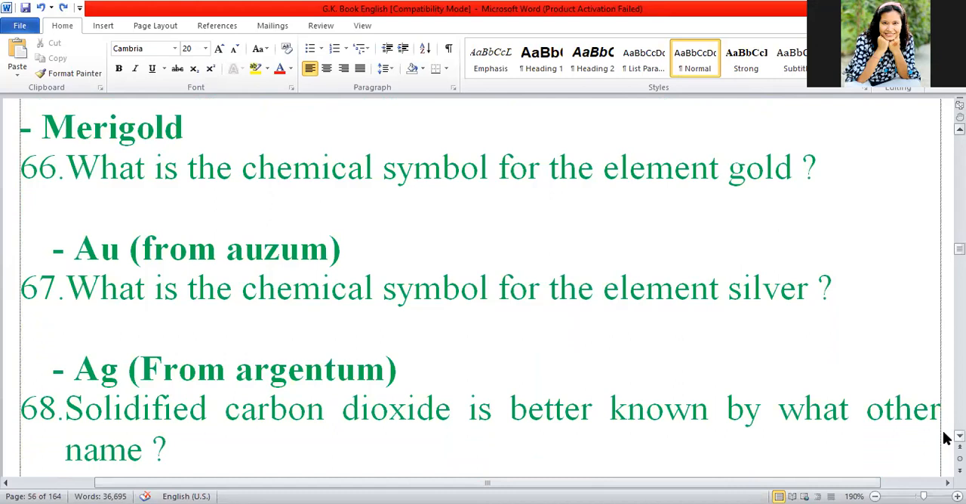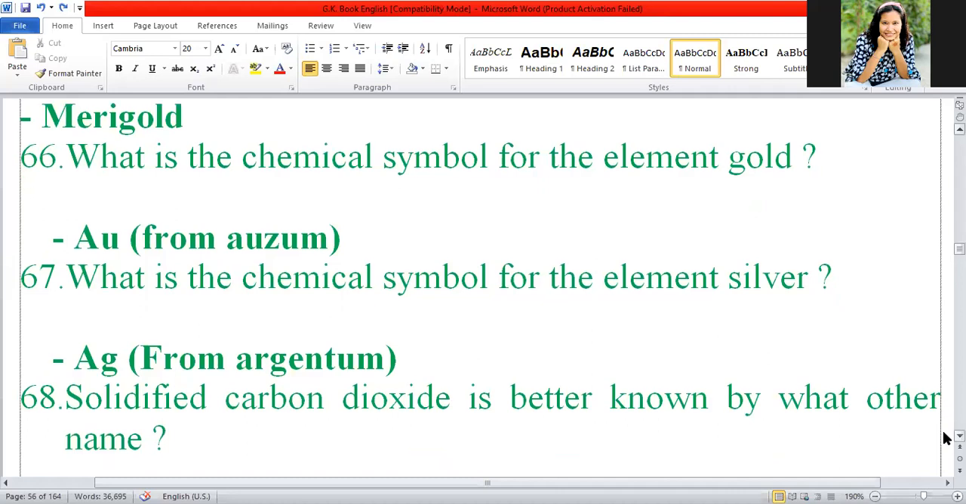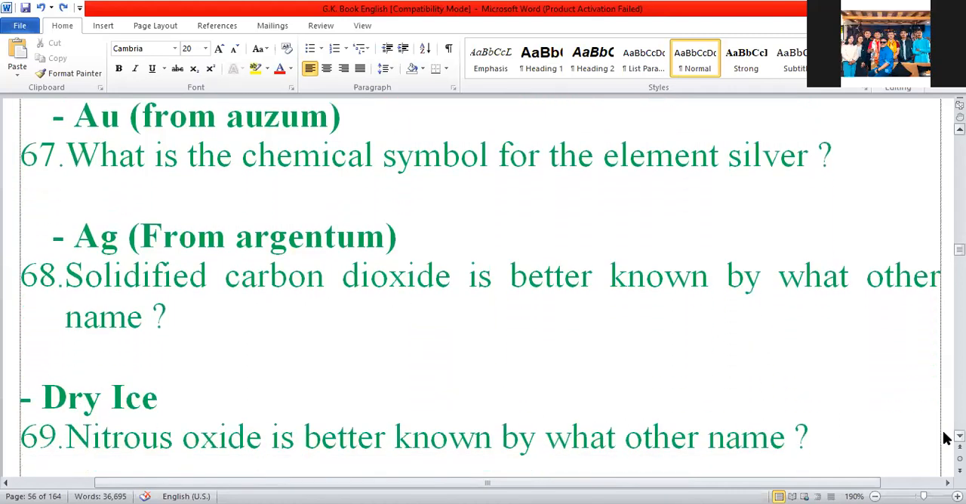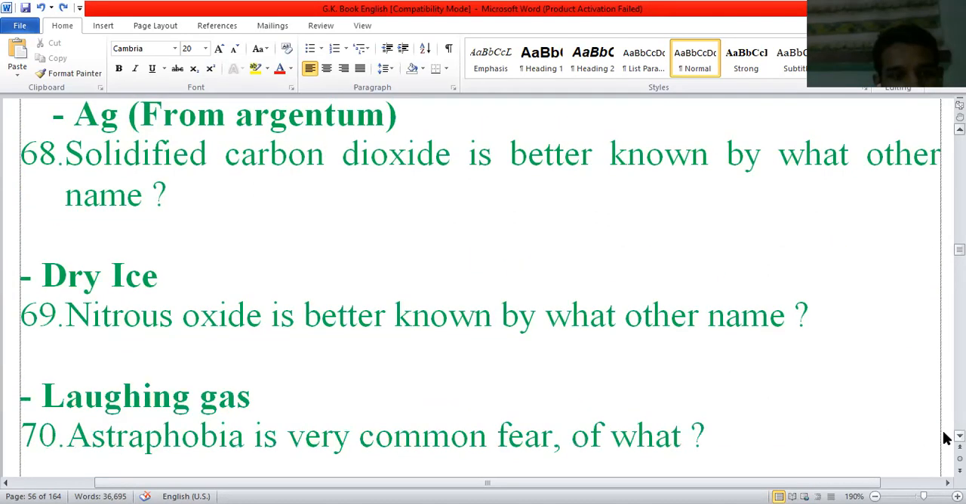Solidified carbon dioxide is better known by what other name? Solidified carbon dioxide is dry ice. This is question number 69. Nitrous oxide is better known by what other name? Laughing gas.